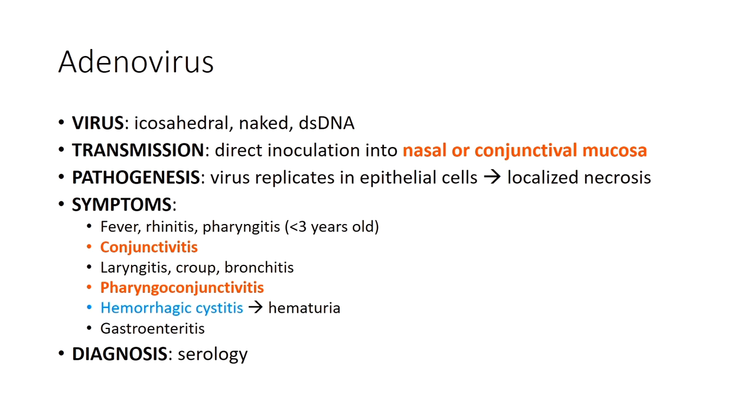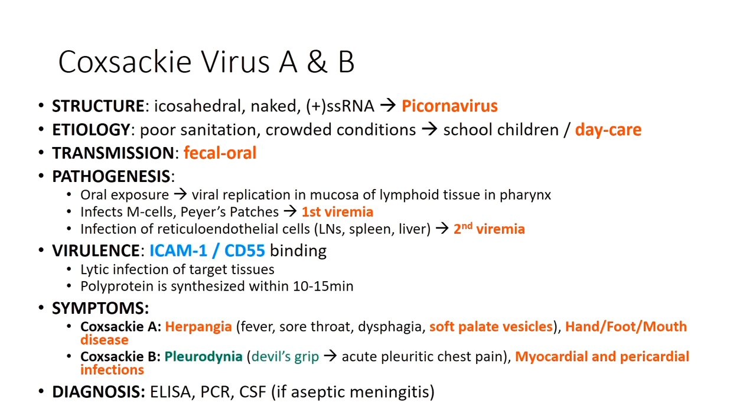And gastroenteritis, the GI symptoms, come along with this upper respiratory tract infection. So that's why it's part of multisystems. And then serology, because it's a virus. Coxsackie viruses A and B. We've come across A before when we talked about skin infections. So this is icosahedral, naked. It's positive single-stranded RNA. This is one of your picornaviruses.